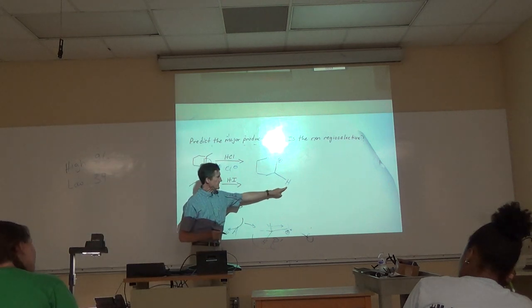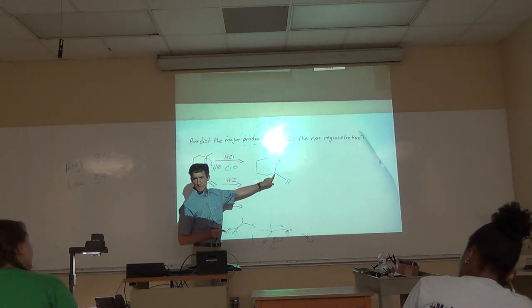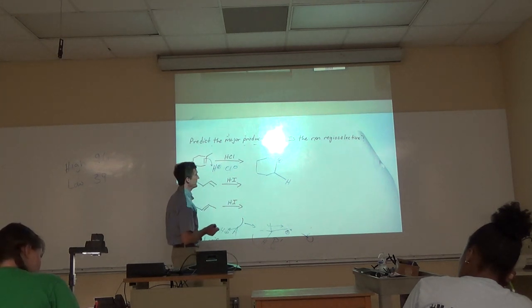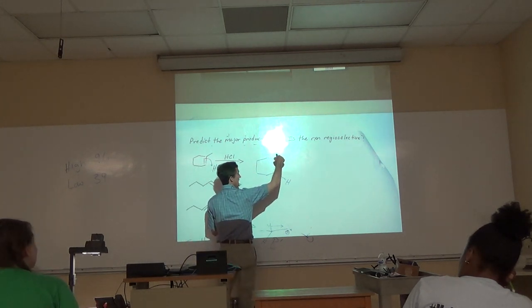Got to be careful. I'm drawing in the new H. How many H's are on this carbon? There's two there. Why did I only draw one? Because that's the new one. I'm just drawing the new H. Okay? And then, what type of carbocation did we make?